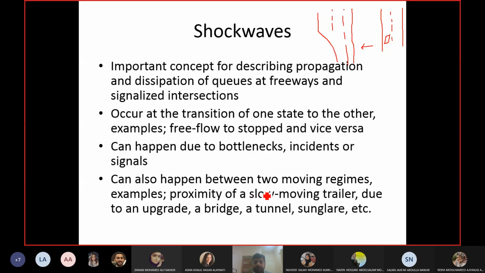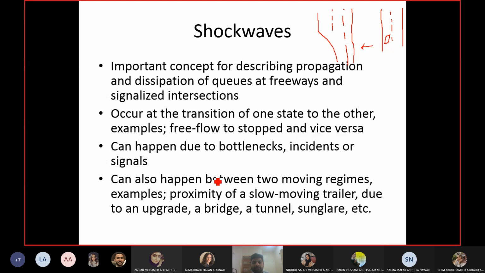It can also happen between 2 moving regimes. Free flow and stopped, these are 2 opposite extreme conditions, and they are very easy to identify because in one of the segments, the vehicles are stopped. But it can happen in two segments where in both segments vehicles are moving, and it can still create a shock wave, because of the difference in traffic flow. The difference in traffic flow is so significant that even with the movement, you are creating a shock wave.